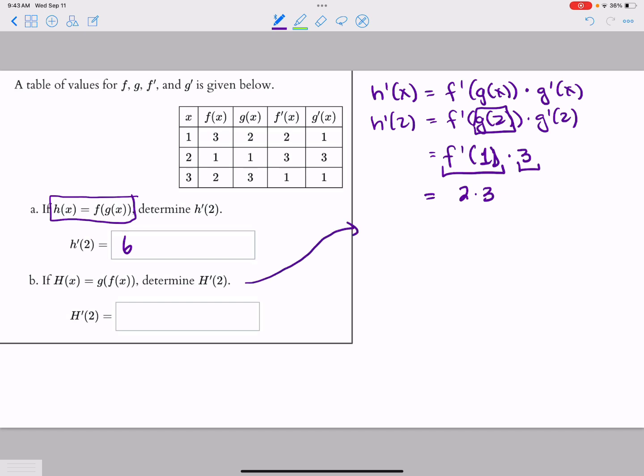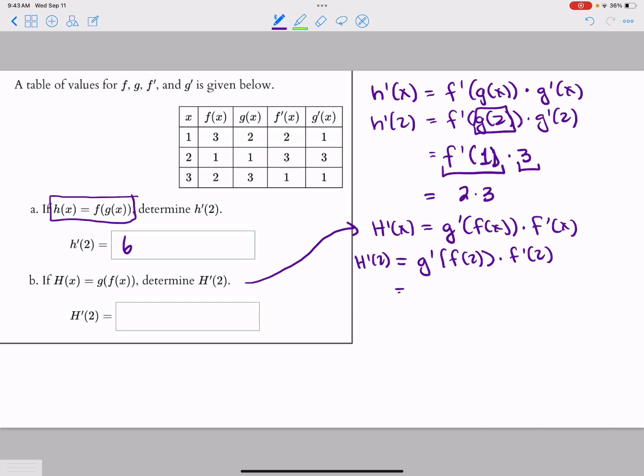I'm going to do the same thing for big H. The derivative of big H is the derivative of the outside, leave the inside alone, times the derivative of the inside. Now plugging in 2, I have g prime of f of 2 times f prime of 2. F of 2 is 1, and then f prime of 2 is 3. Now g prime of 1 is 1, so I have 3.